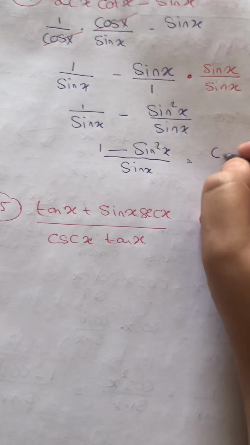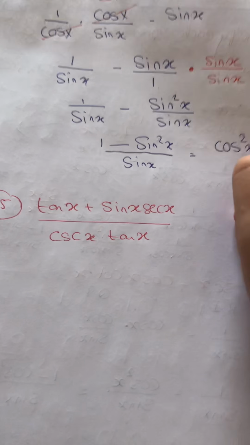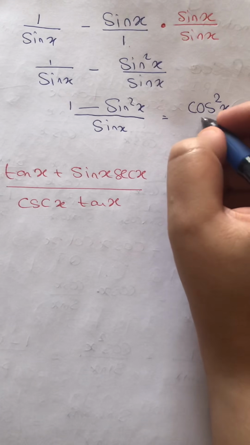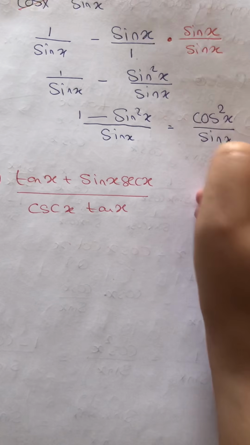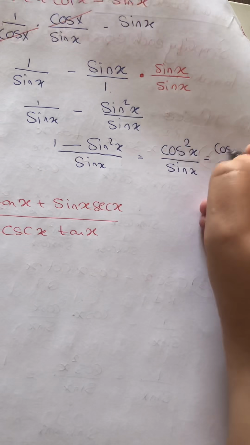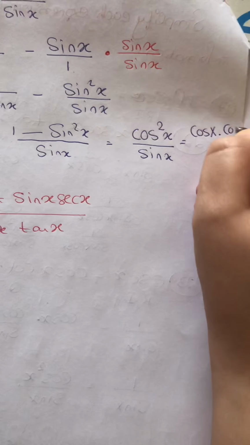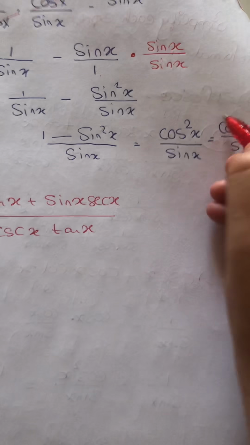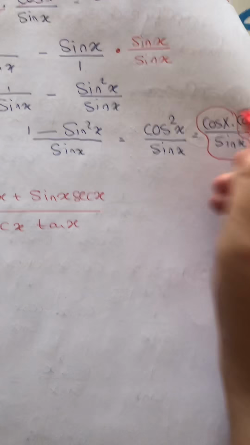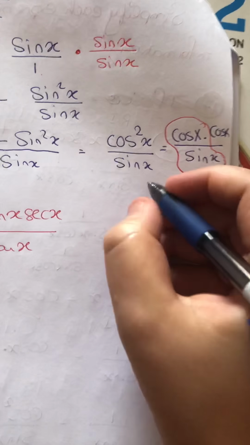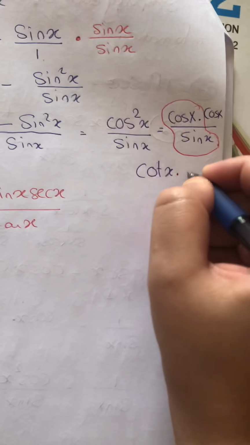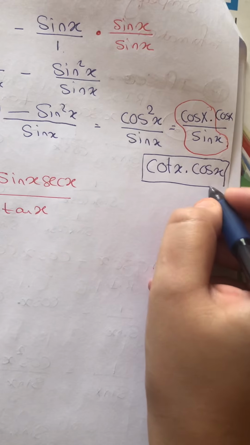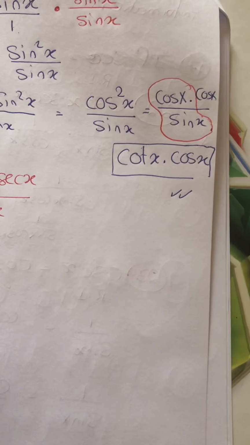1 minus sine squared x is cosine squared x. Okay, cosine squared x over sine x. Right? I can think of it this way in my brain. You don't need to write that, but I'm just explaining. Cosine x times cosine x over sine x. And what is cosine x over sine x? Yeah, excellent. So cotan x times cosine x, and this is the final answer of my simplification. I cannot do anything else.